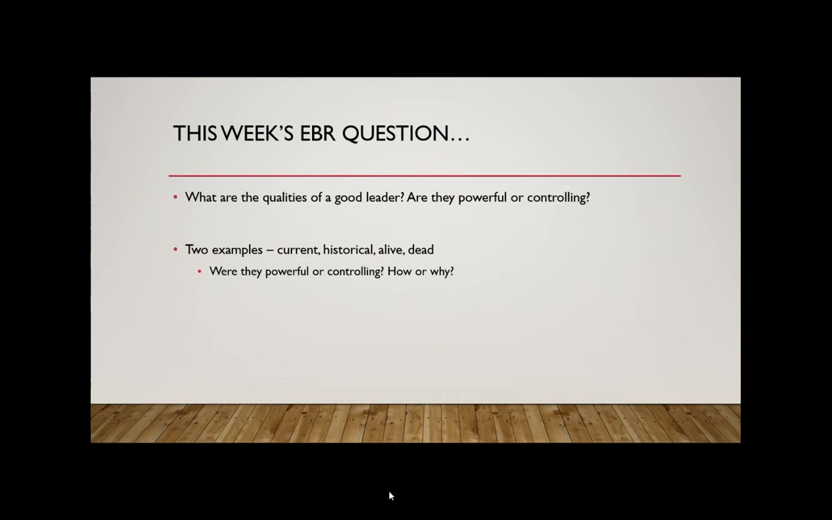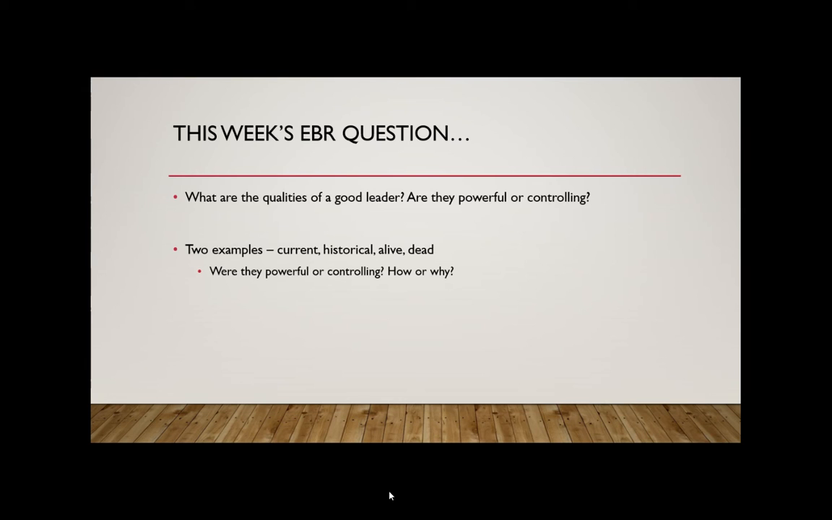After you answer the question about the qualities of a good leader, is the good leader powerful or is the good leader controlling? I want you to give me two examples of people, real people, current people, historical people, alive people, dead people, two people from any time period or any place who you believe were good leaders. Then I want you to tell me if those people individually were powerful or controlling.